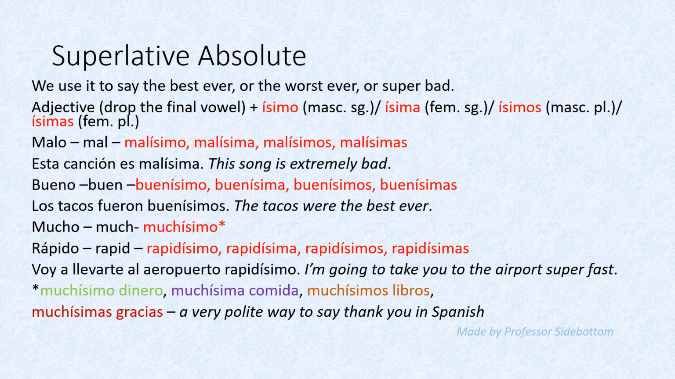The other form of the superlative is called the superlative absolute. We use it to say the best ever, the worst ever, or super bad, super good, extremely good. We form the superlative absolute by taking an adjective, dropping the final vowel, and then we add ísimo, ísima, ísimos, or ísimas. Like in malo, malísimo, malísima, malísimos, malísimas. Esta canción es malísima. This song is super bad, extremely bad.